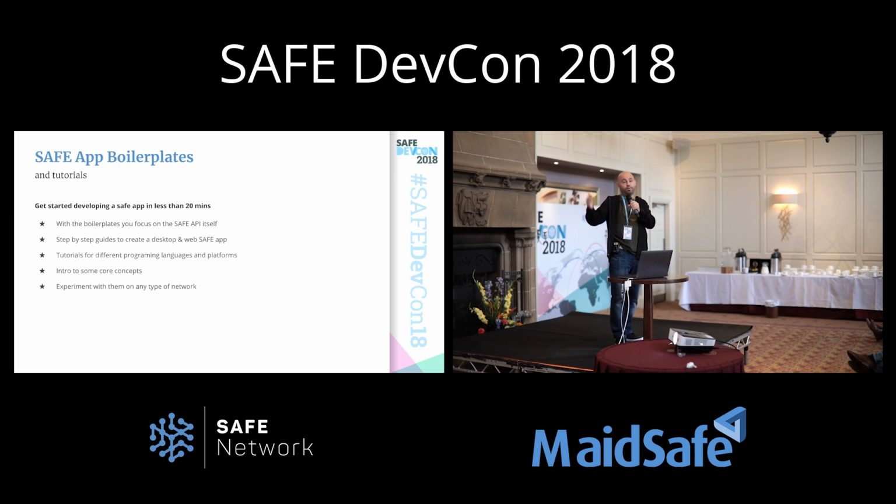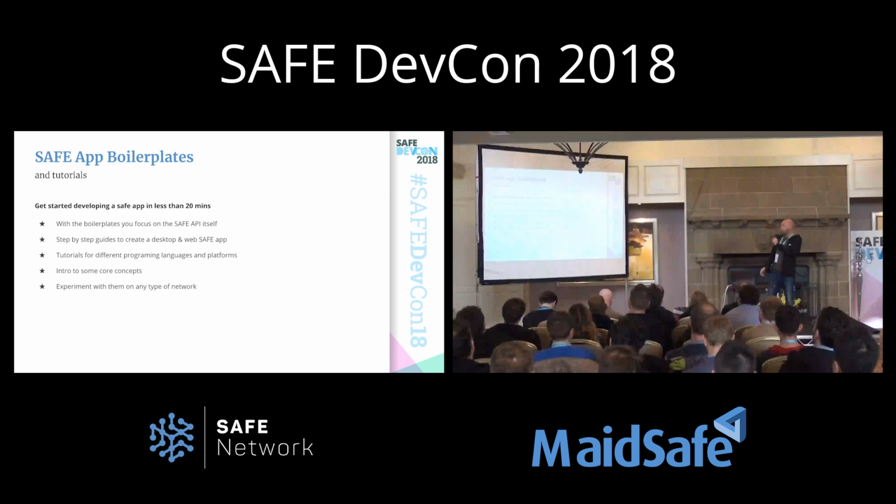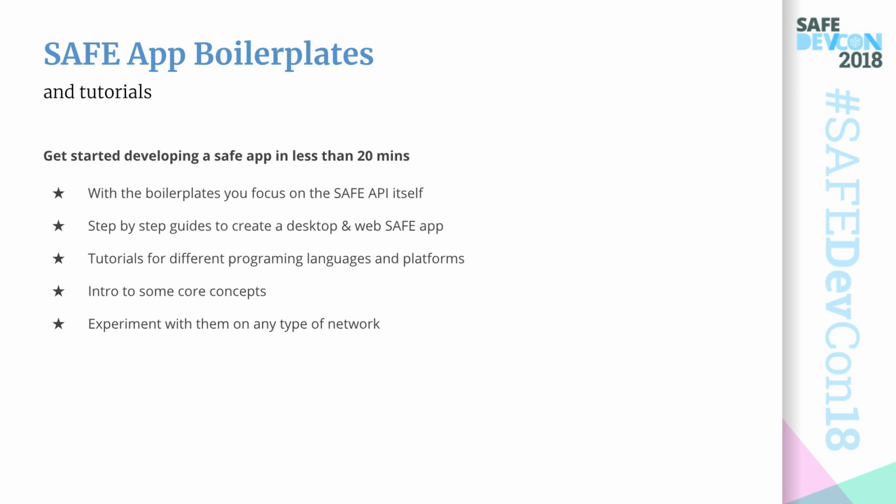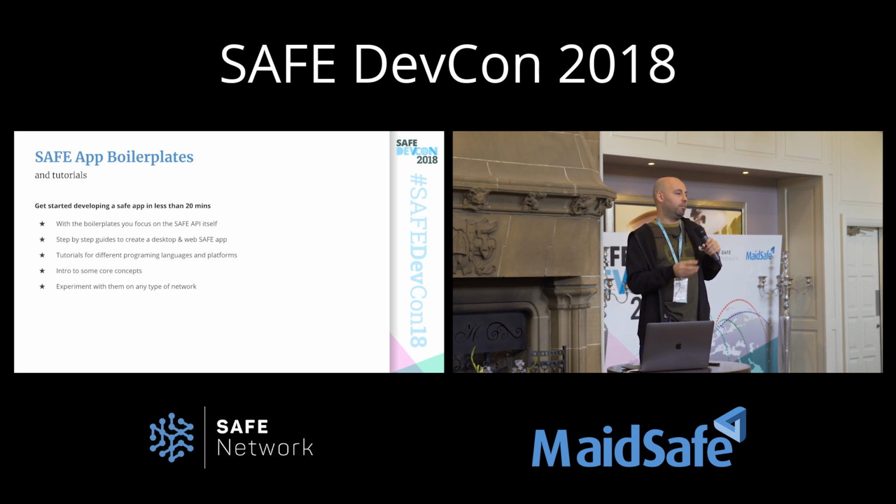And well, the boilerplates, which are the new set of tools that we have now. As I said, at the moment we have two types of boilerplates, one for Node.js and the other one for web apps. And the way that we prepare the tutorial is that you are not just introduced to the API, but also to some of the concepts of the data types, like mutable data, and how you interact with the entries in the mutable data, and so on.